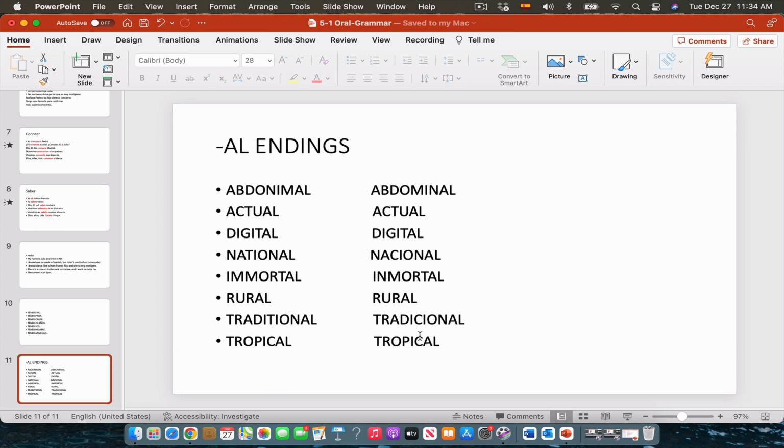How do you say they, masculine and feminine? Ellos and ellas. How do you say you, formal, more than one person? Ustedes.